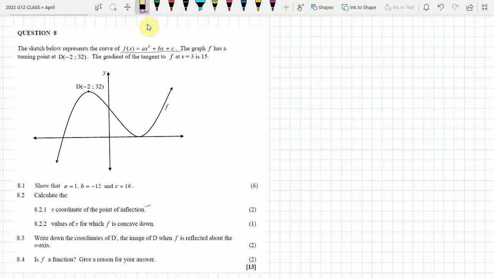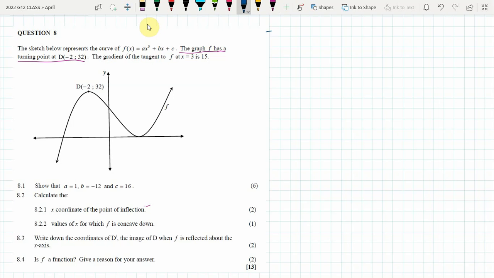Now we are told that f has a turning point at D. Now, f has a turning point at D can be translated in a number of ways, I think at least two. D is a point on f. Now that means that the coordinates of D must satisfy the equation of f.